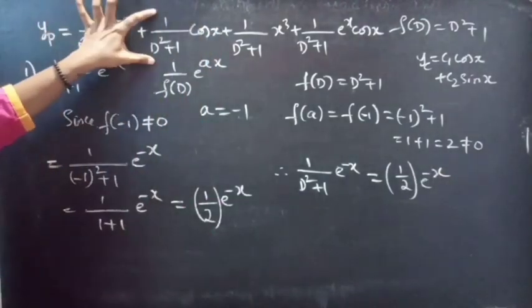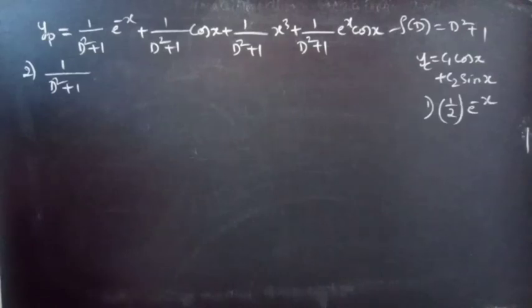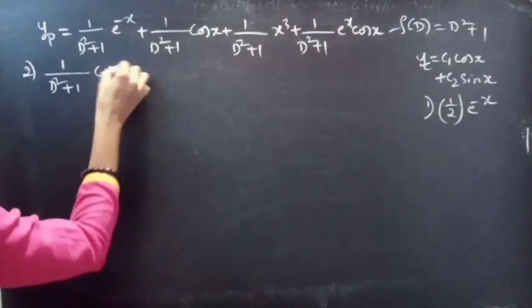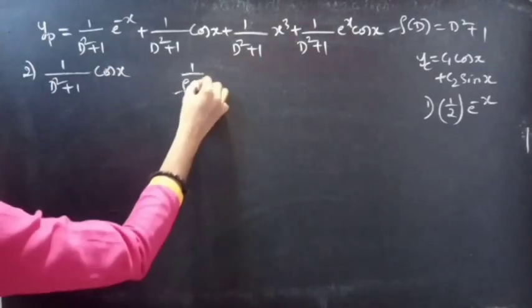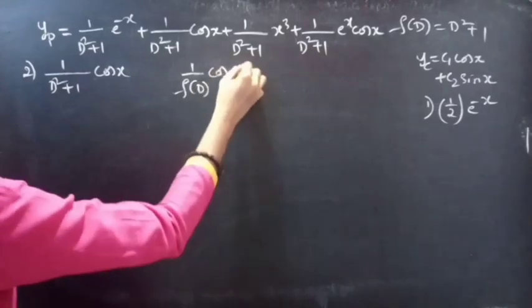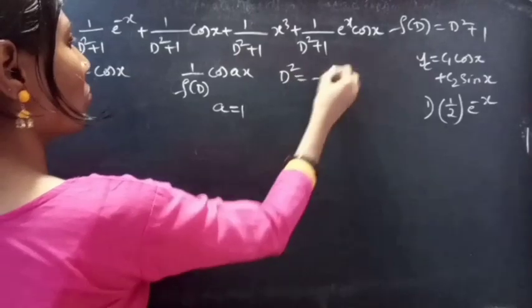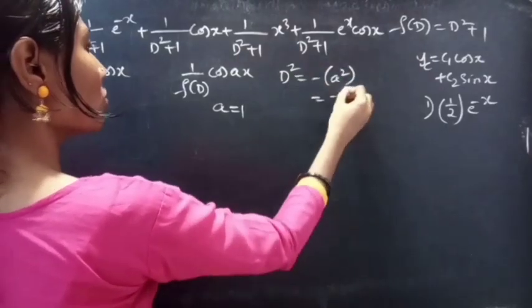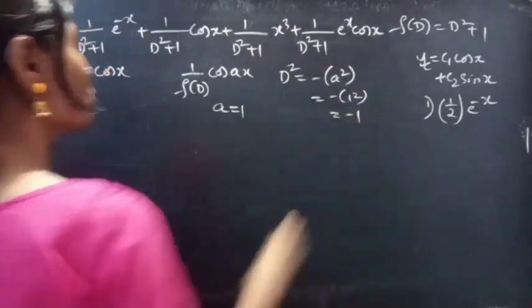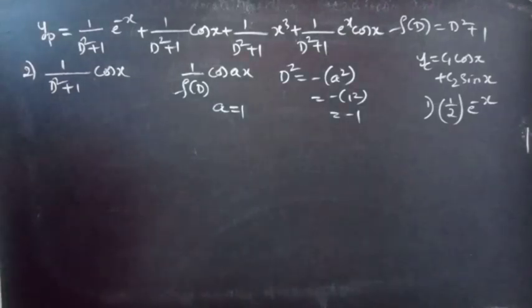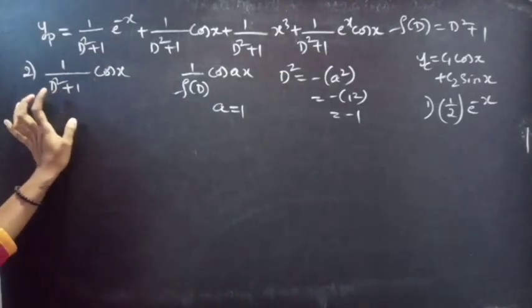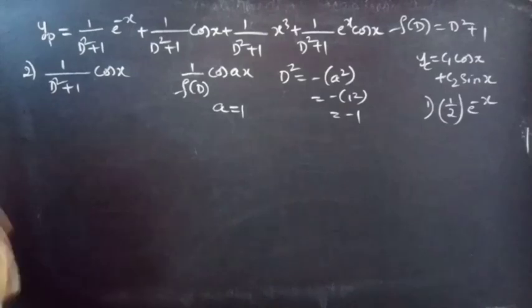Now let's find the second one, 1 by f of D into cos x. This is of 1 by f of D into cos ax form. For a equals 1, we find D square, which is given by minus of a square, which equals minus of 1 square, equals minus 1, right? Now, let's see what happens to the denominator if we replace D square with minus 1. Always remember that the denominator must be non-zero.